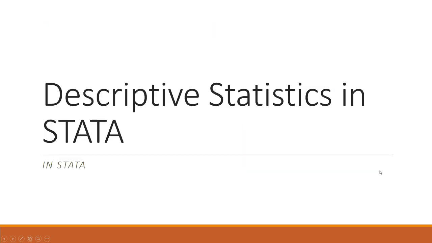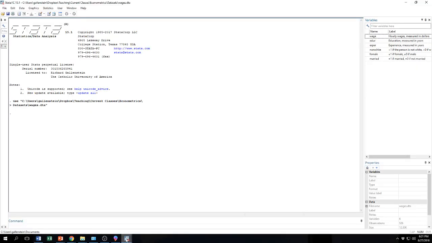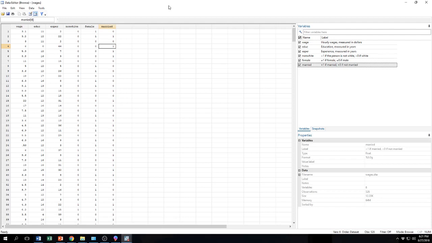Okay. Now, with all of that said, let's go ahead and do some descriptive statistics in Stata. Let's generate some descriptive statistics. Again, let's open up Stata, and so we have our data set. Let's just remind ourselves of our data set. We have wages, education, experience, non-white, female, married. These are our variables.